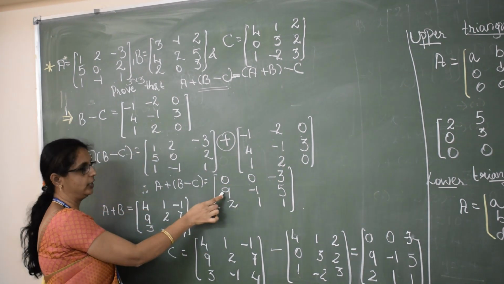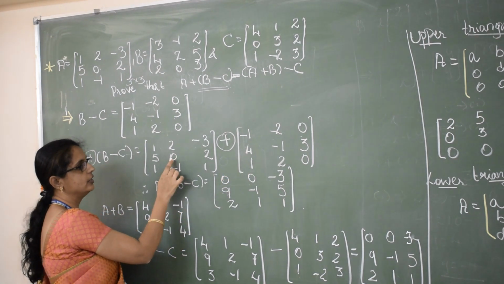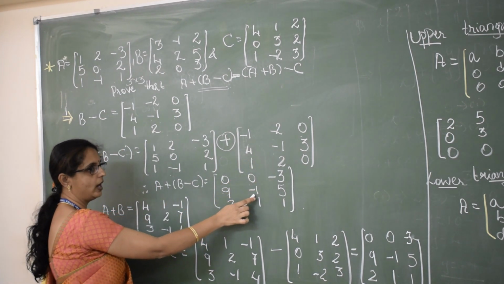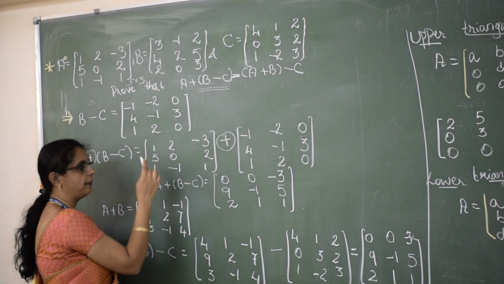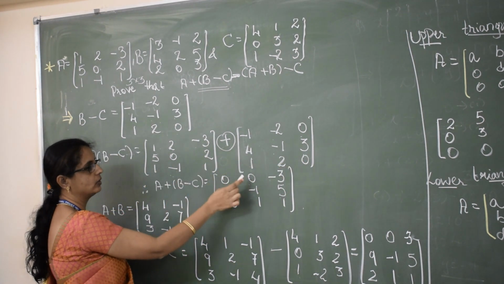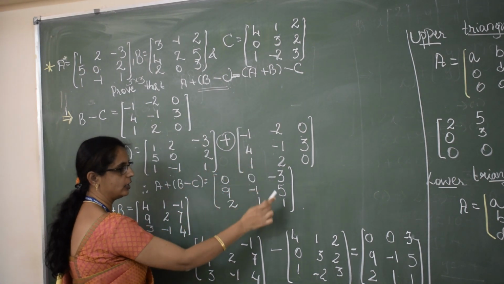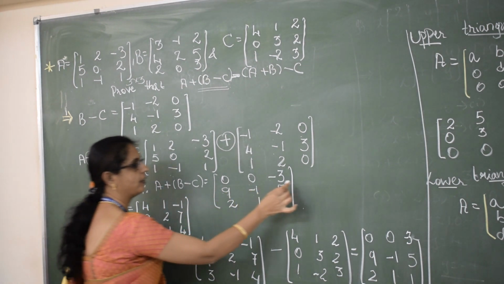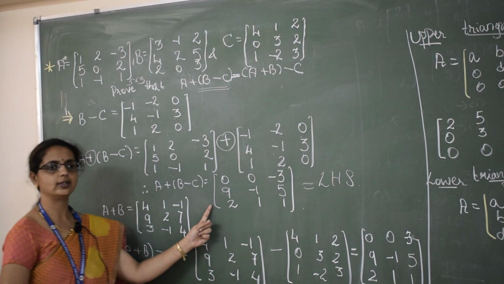Move on to the second row on the same basis. 5 plus 4 is 9, 0 minus 1 is minus 1, 2 plus 3 is 5. What happens to the third row? 1 plus 1 is 2, minus 1 plus 2 is 1, 1 plus 0 is 1. So now we have calculated the LHS matrix which contains these entries.